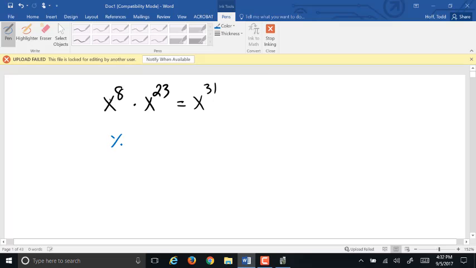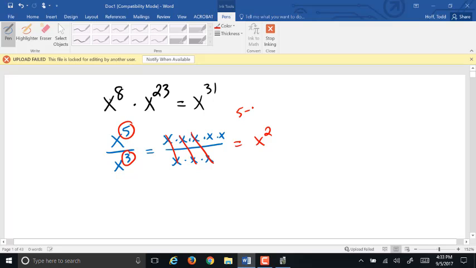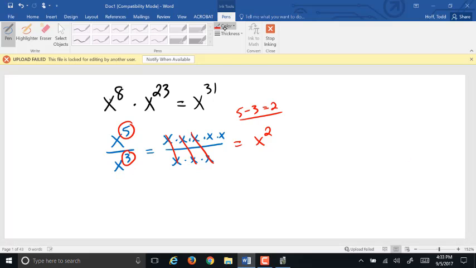Similarly, we can have x to the 5th divided by x to the 3rd. X to the 5th is still 5 x's multiplied together. X to the 3rd is 3 x's multiplied together. And we can cancel them out. We end up with x squared. So the shortcut for dividing exponents with the same bases is we take the powers and we subtract. 5 minus 3 is 2. So x to the 5th divided by x to the 3rd is x to the 2nd.